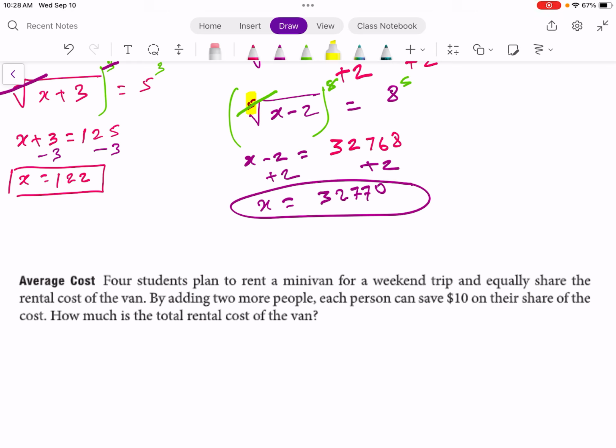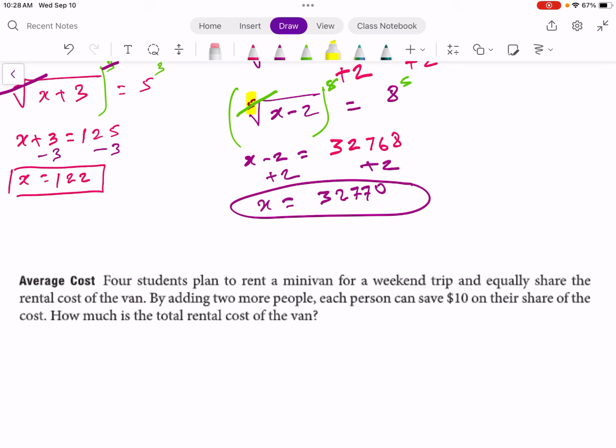Is this something you can do in your head? What will be the rental cost of the van? So you are 4. How much? 60. Okay, let's see. If it is 60 and you are 4, what will be the cost? 60 divided by 4, $15, right? But if you add 2 more, when you are 6, what will be the cost? It is $10. But you save only $5 if it is 60. But in this case, you are saving $10.